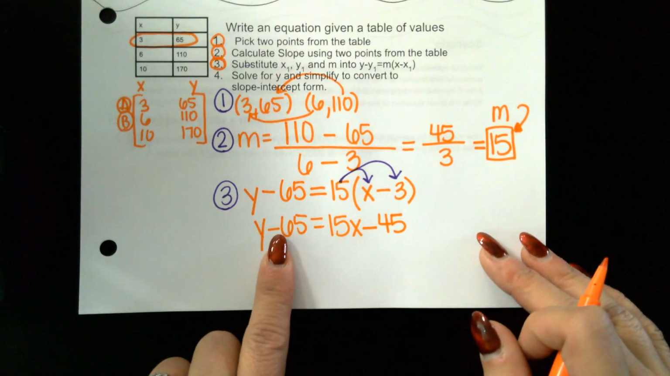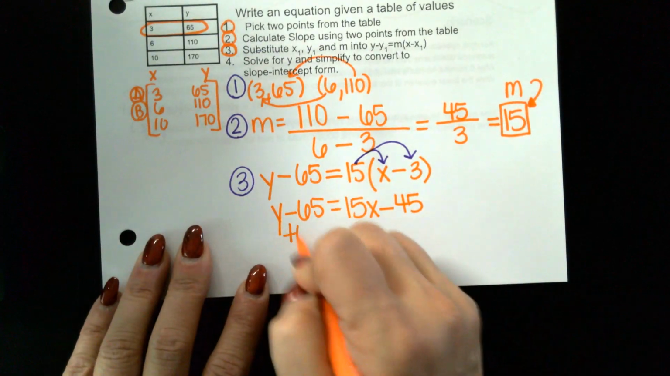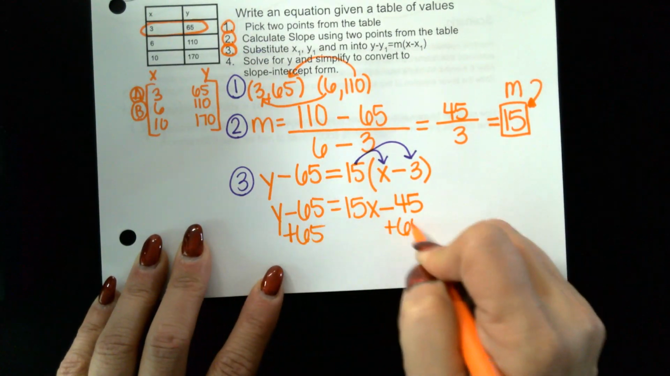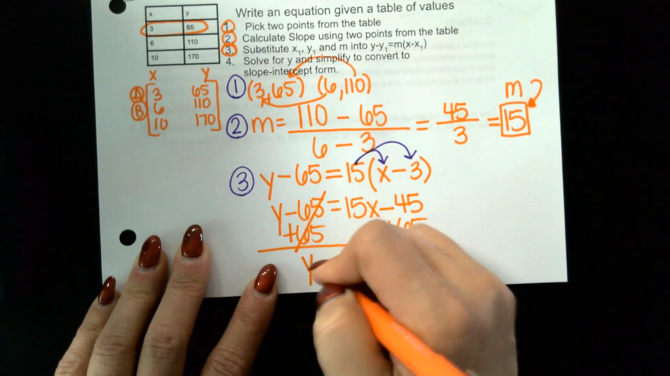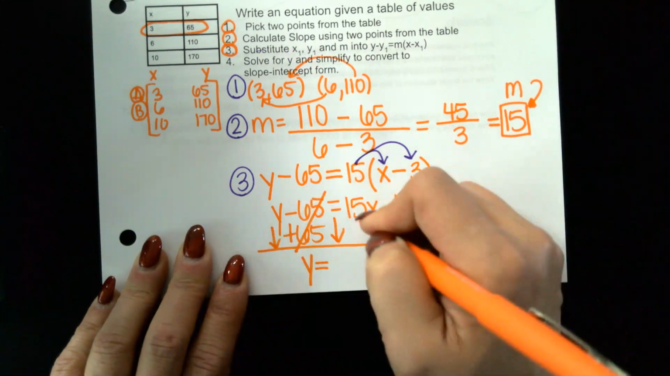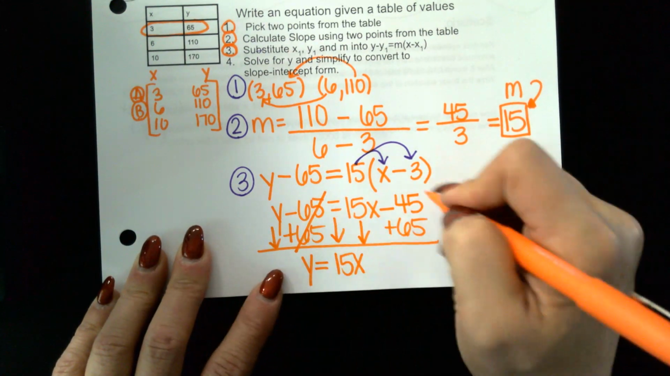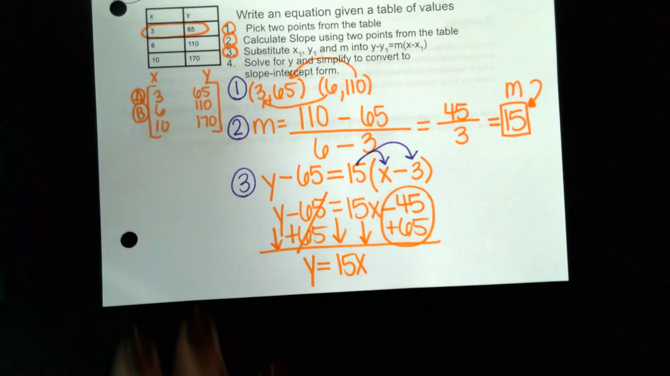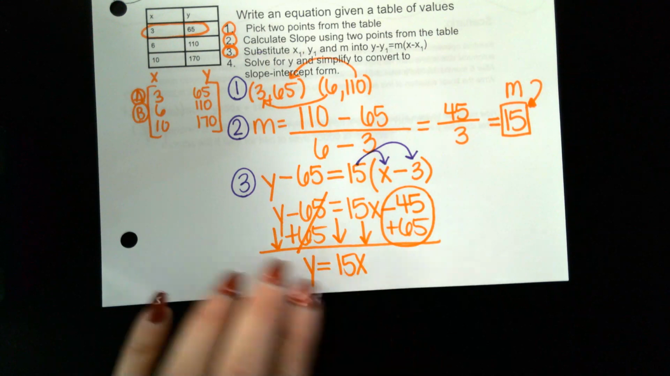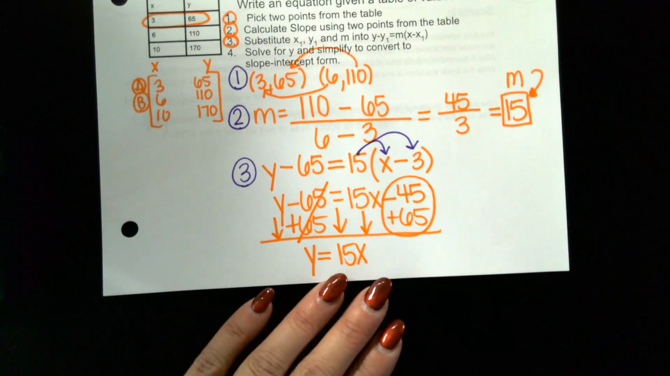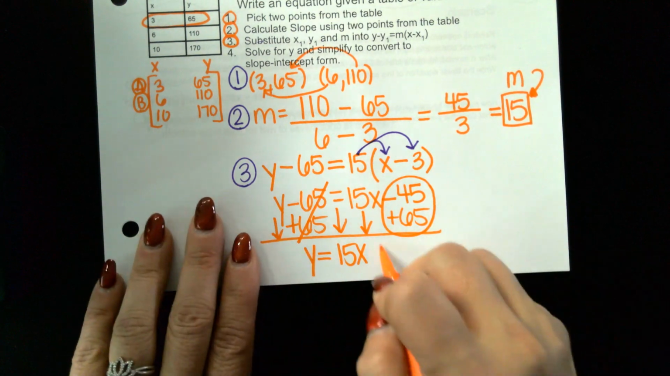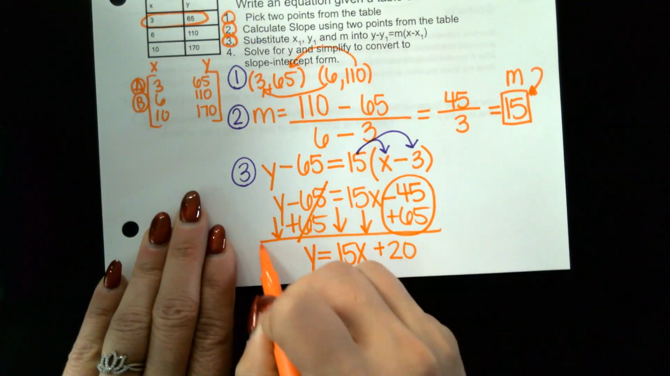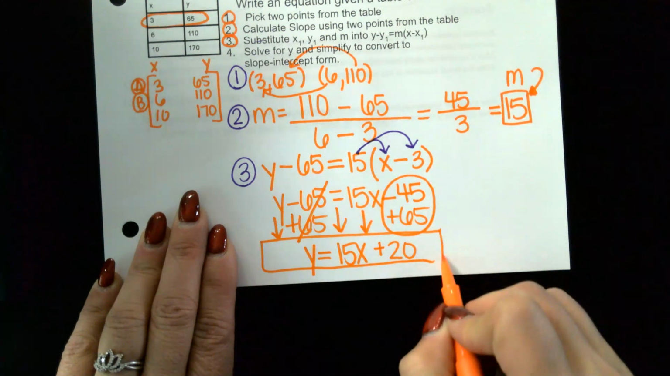How do I move a negative 65? Add 65 to both sides. This is gone. Y equals 15x. Now just be careful when you combine those two. Negative 45 plus 65 is positive 20. And there it is.